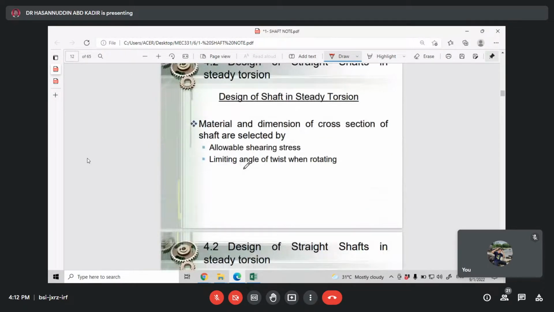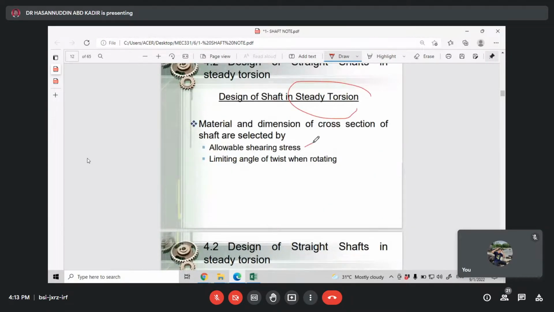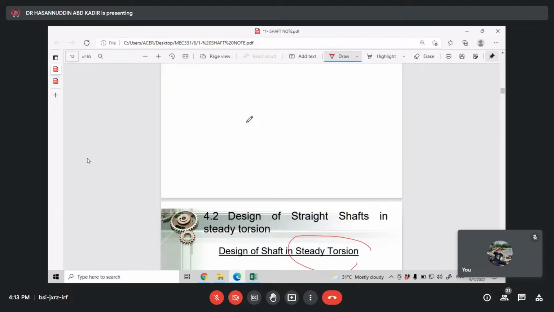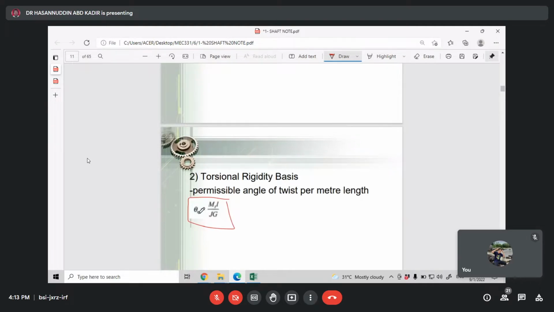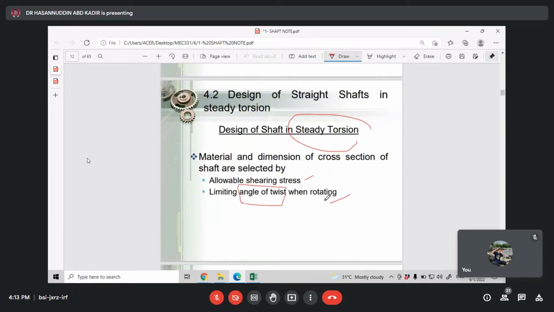Okay, the design of shaft in the steady condition, they have it on the steady condition here. So there is allowable shearing stress and also a limiting angle of twist. So this angle of twist has a limit. Let's say the angle of twist must be less than, let's say, 4 degrees. Then in the calculation, the formula must be less than 4. Then you can directly apply the value of M, or the value of J here. So don't forget from the J here you can get the value of c. Let's say the question can be asked like that. So because they have a limiting angle of twist when rotating.